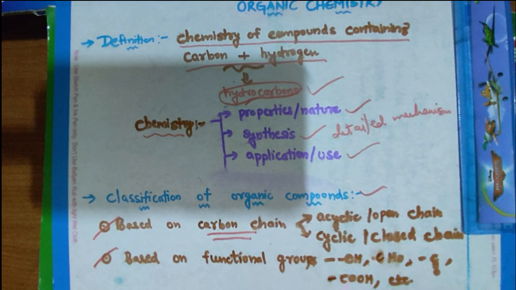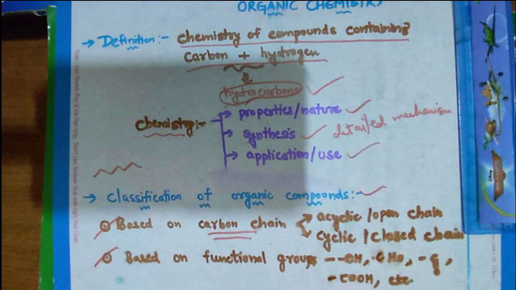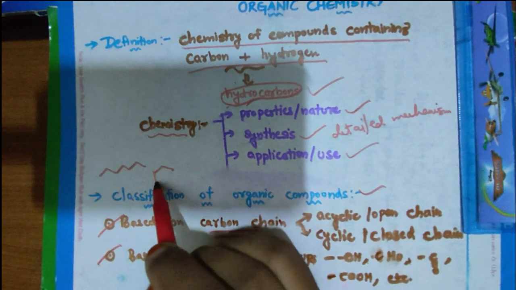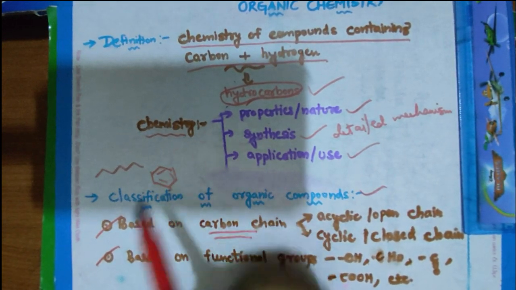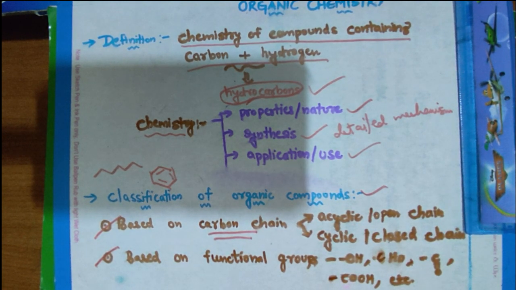Open chain in the sense, this is an open chain hydrocarbon. If we see a cyclic one, for example benzene, benzene comes under cyclic or closed chain compounds. Now come to the classification based on functional groups. We have many functional groups, like alcohols, aldehydes, ketones, carboxylic acids, etc. Next we would see the broad classification based on the carbon chain.